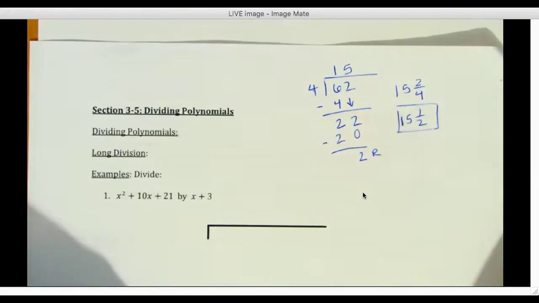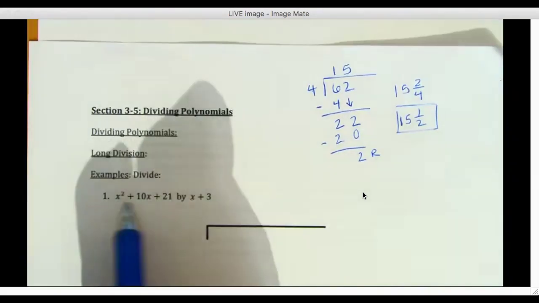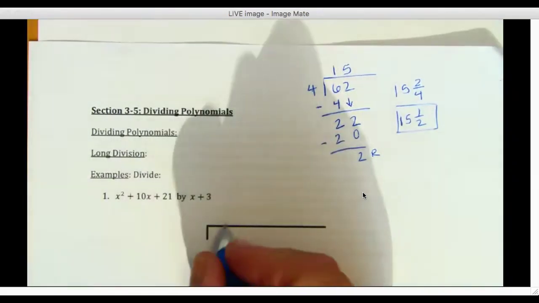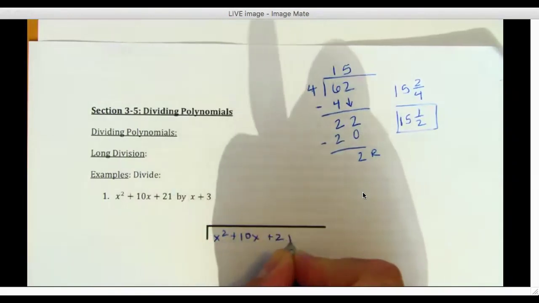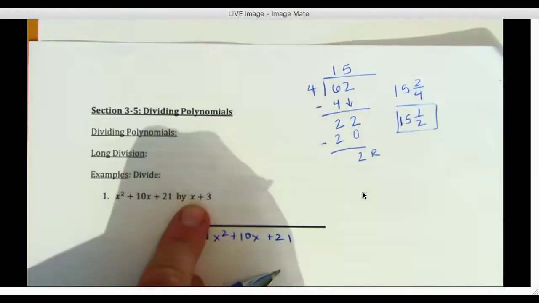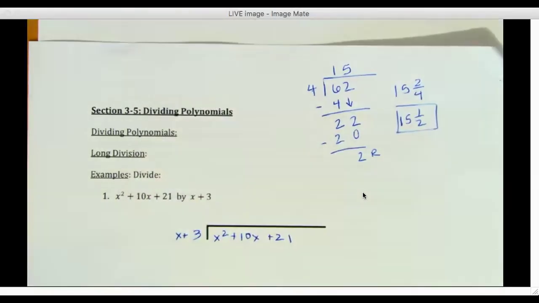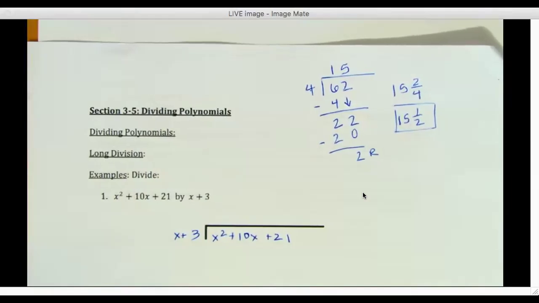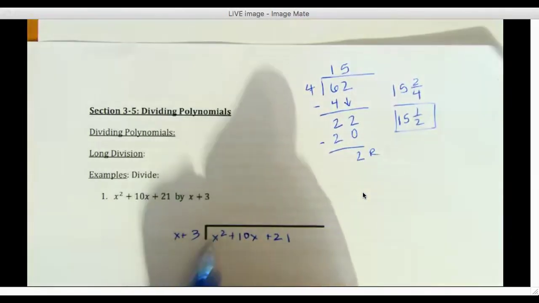So we're going to do something really similar with dividing polynomials. In these examples, we're going to set it up the same way. What we are dividing goes inside the little division bar. So I have x squared plus 10x plus 21. And then what I'm dividing by comes out front. So x plus 3 is out front. The way we're going to ask the question is slightly different than with just whole numbers. We're going to be asking ourselves, x times what gives me x squared?